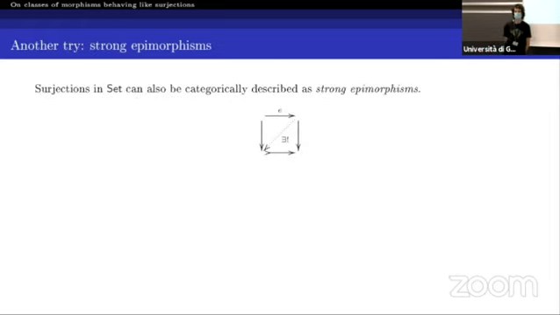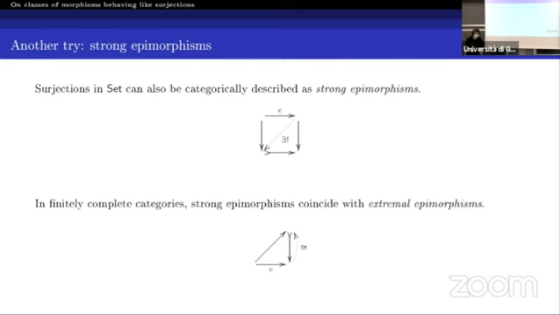class, because surjections can also be described as strong epimorphisms. Namely, morphisms E for which, each time you have a commutative square like that with a mono here, there exists a unique diagonal retaining the commutativity of the diagram. And it's equivalent, if you have finite limits, to the notion of extremal epimorphisms, namely morphisms which do not factorize through any proper mono.